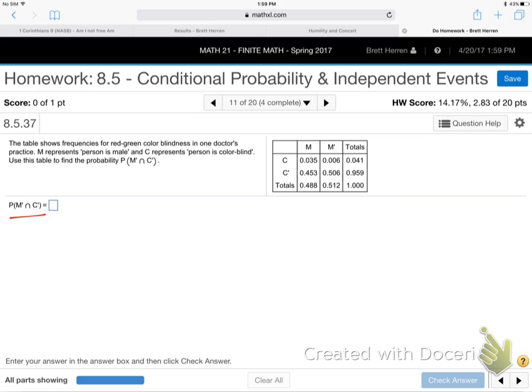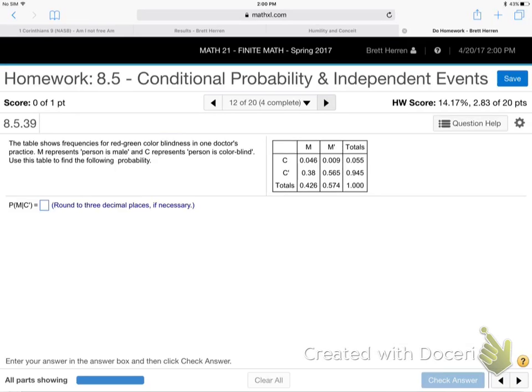So we've got M complement overlap. Remember what that always means? That means and. C complement. So that's this number right here, 0.506. It's M complement, C complement. Both, and. Both of them together. Does that make sense? All right, let's keep rolling.